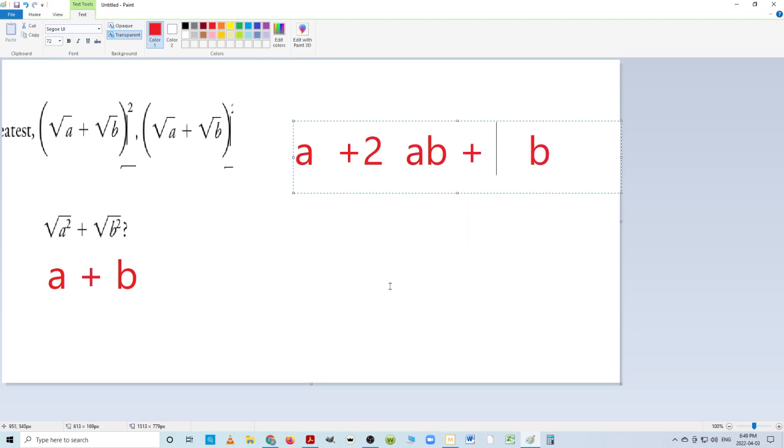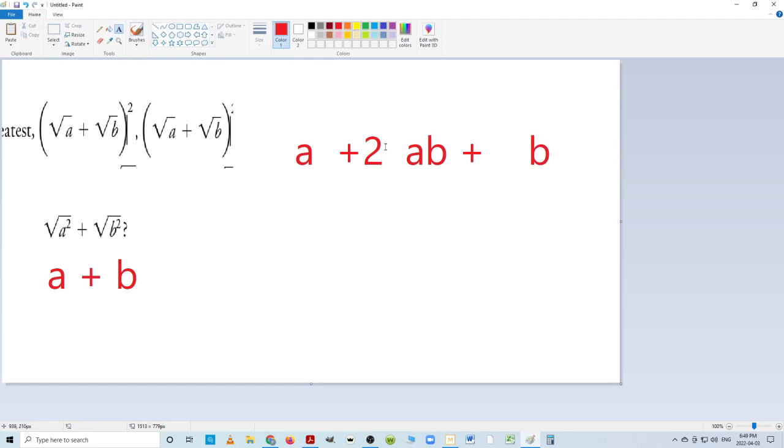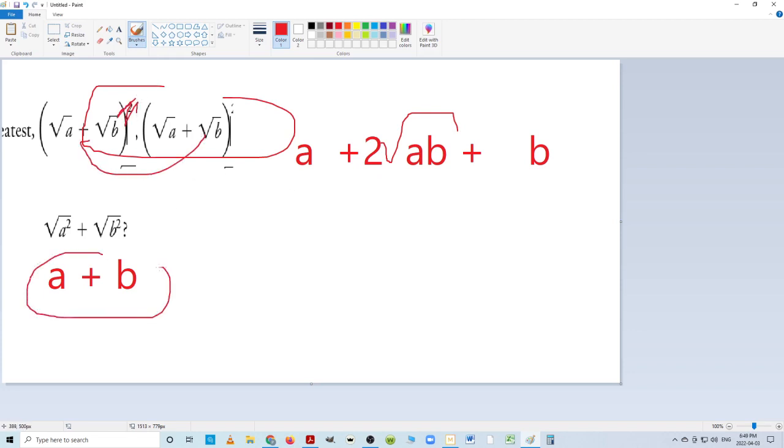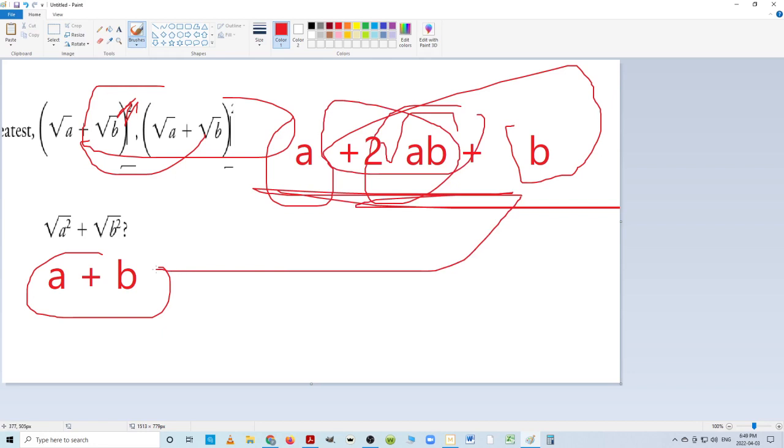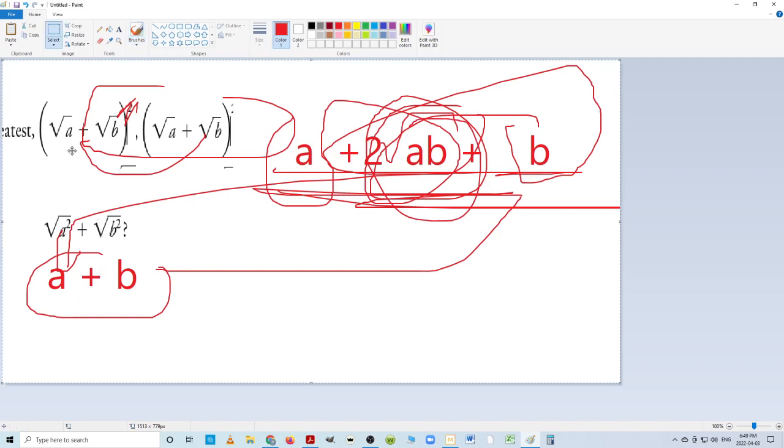That's the binomial expansion of this, just itself. But right away I can see a plus b here and a plus b plus another amount here. This is always going to be more than that, because this has everything this has plus 2 times square root of ab. And as long as a and b are above 0, as in this question, this second part will always be more than that one.